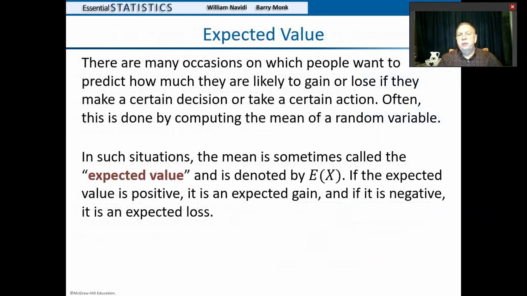There are many occasions on which people want to predict how much they are likely to gain or lose if they make a certain decision or take a certain action. So often this is done by computing the mean of a random variable. In such situations, the mean is sometimes called the expected value. The expected value is just the mean, and it is denoted by the expected value of x. So if the expected value is positive, it is an expected gain, and if it is negative, it is an expected loss. So maybe I've got some money in there. Sometimes I'm going to lose, sometimes I'm going to win. And the expected value is how much money I'm going to make, but it's the same thing as that mean.